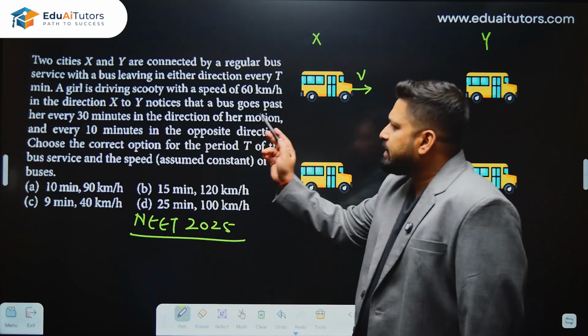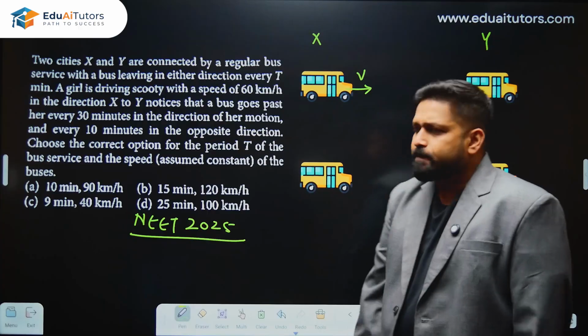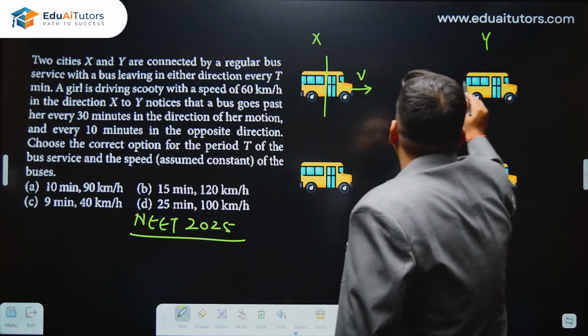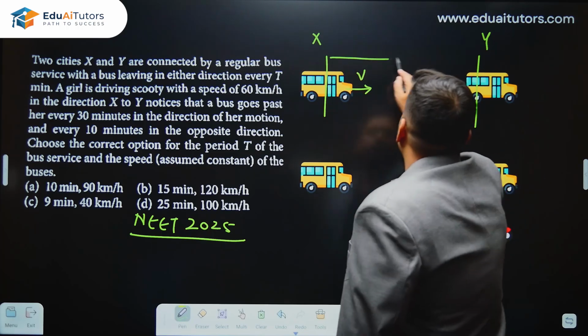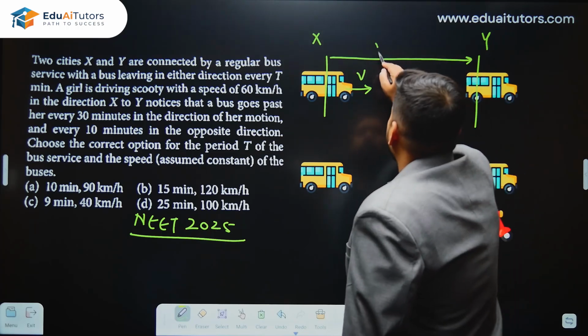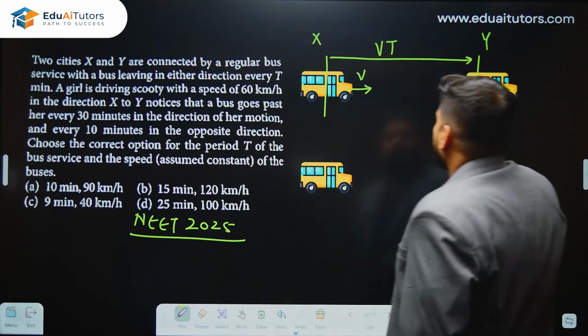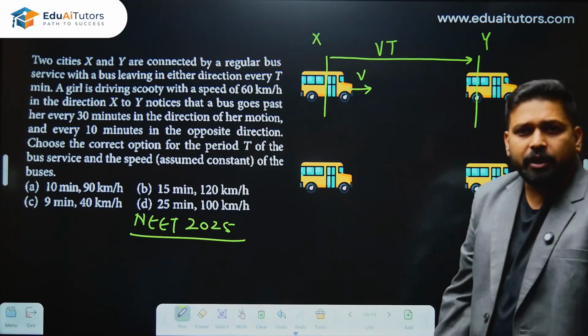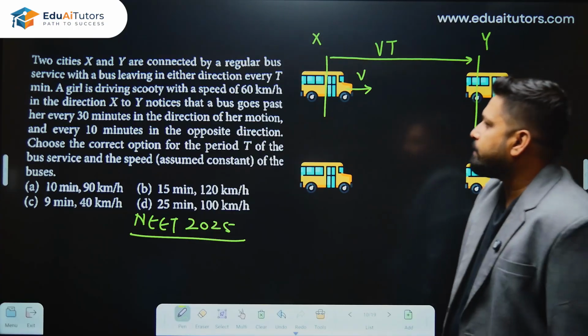And one bus leaves every 30 minutes. All right. So let's say this time is t. So every time t it leaves. So what is the distance between two consecutive buses? They're moving with constant velocity. So the distance between two consecutive buses at any given instant of time will always be what? V into t.